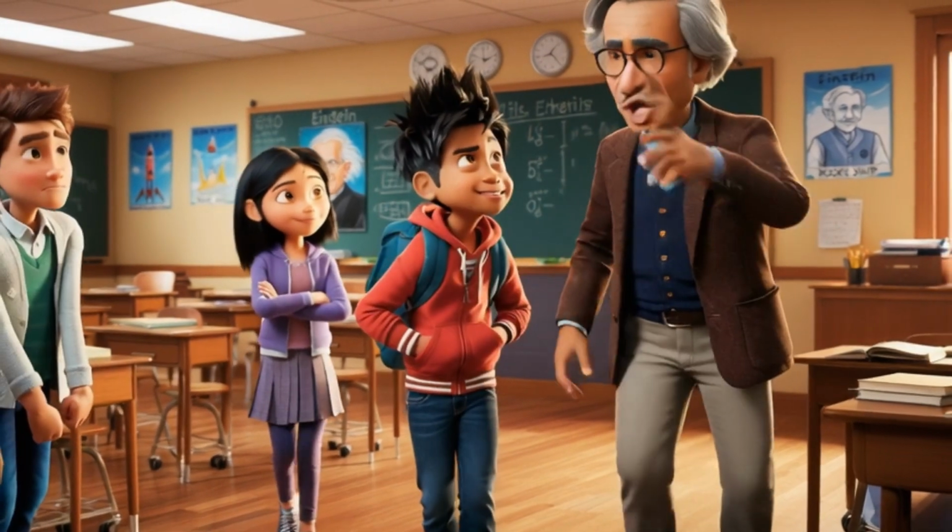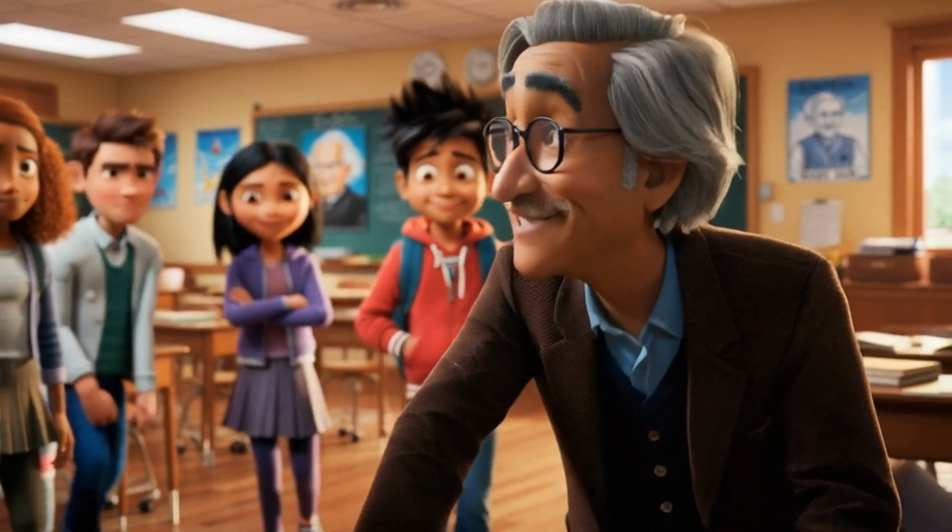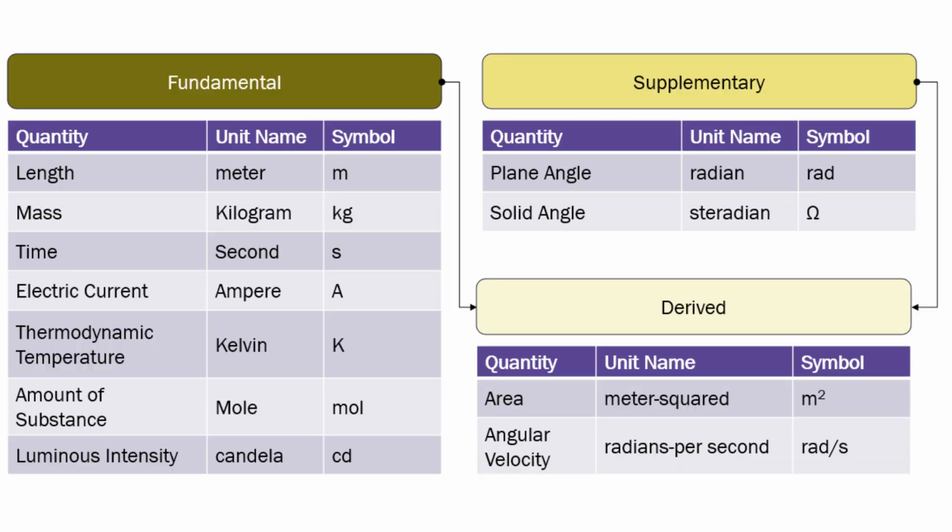SI units are classified into two main types: fundamental units and derived units. We also have a third type called supplementary units, which act as supplements to the fundamental units. The fundamental units are meter, kilogram, second, ampere, Kelvin, mole, and candela. The supplementary units are radian and steradian. Any other unit derived from fundamental and supplementary units are called derived units.